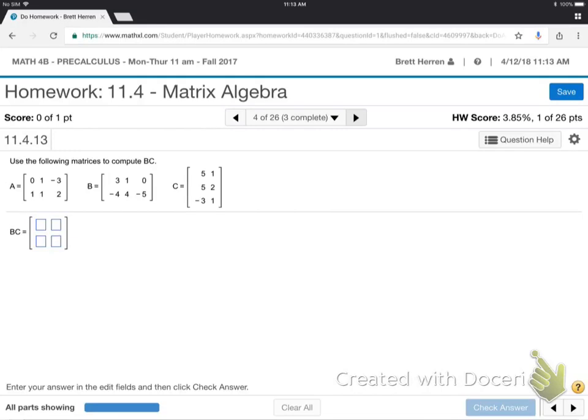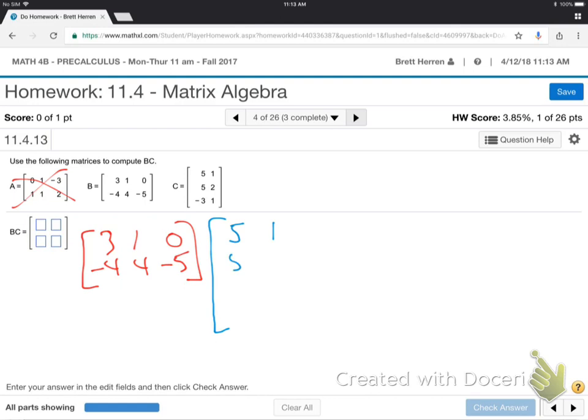So at number 4, now they're giving me A, B, and C. I don't know why they're giving me matrix A. They're not telling me to do anything with it, so I'll just ignore it. They want me to take matrix B and matrix C and multiply them. So B is right here, 3, 1, 0, negative 4, 4, negative 5. And they want me to multiply matrix C, which is a different size: 5, 1, 5, 2, negative 3, 1. Notice there's no symbol between the B and the C, so that means multiply. So they want me to multiply those two matrices.